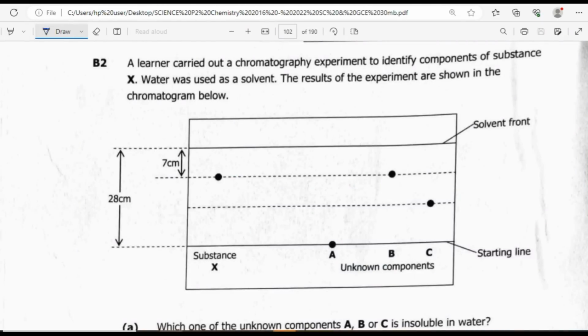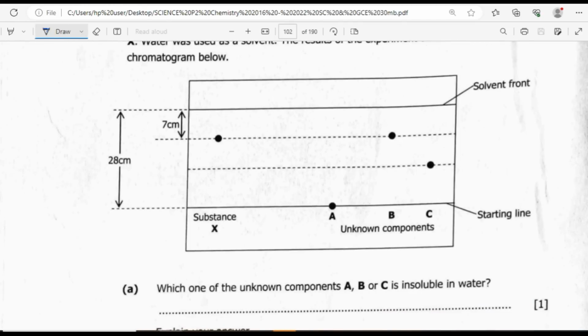Okay, so now we move on to another question. A learner carried out a chromatography experiment to identify components of substance X. Water was used as a solvent. The results of the experiment are shown in the chromatogram below. So we have the starting line, then the solvent front. The distance from the starting line up to the solvent front is 28 here. Then we have the distance from the solvent front to the highest point to which these dyes moved. Let's look at the first question: which one of the components A, B, or C is insoluble in water? Insoluble means a substance that cannot dissolve.